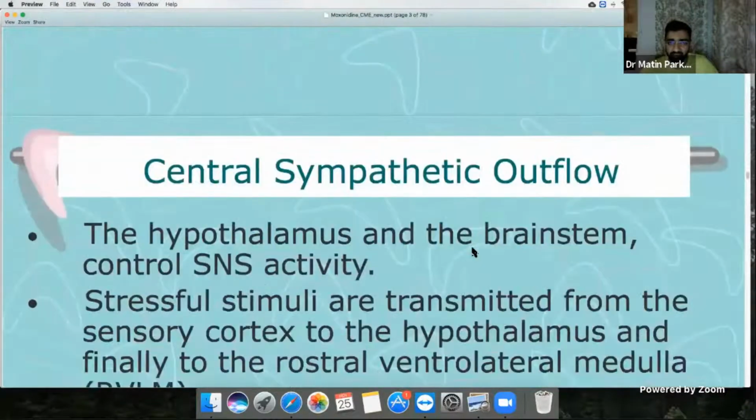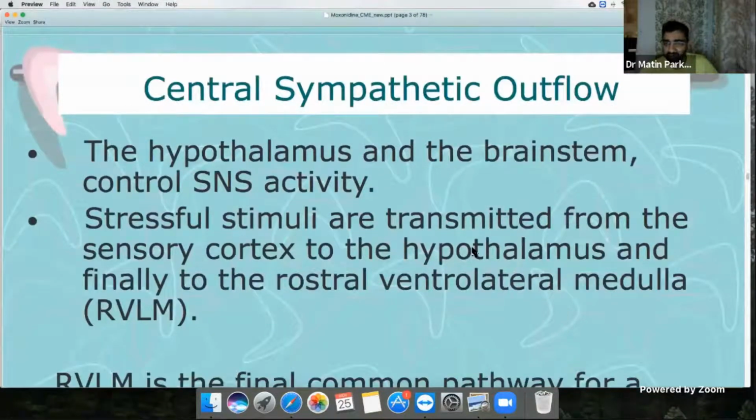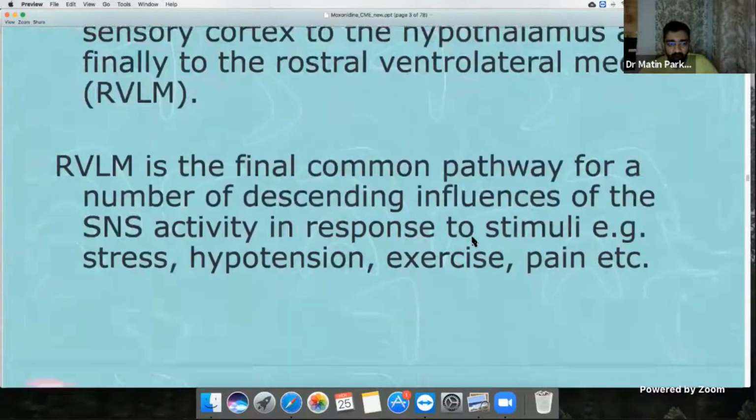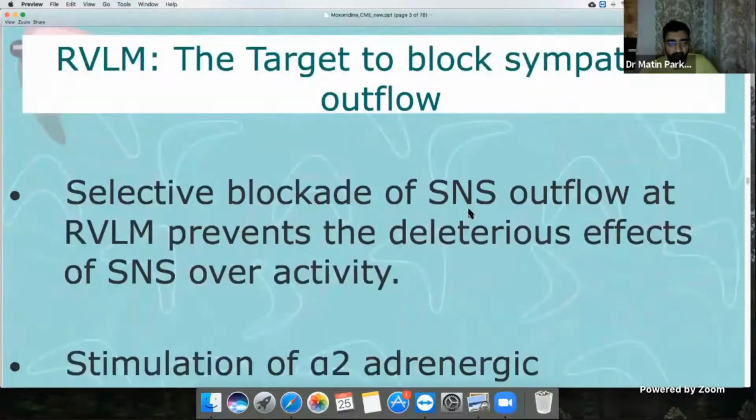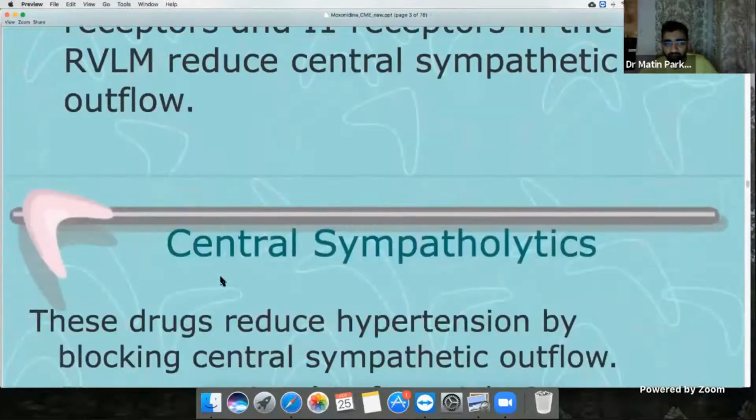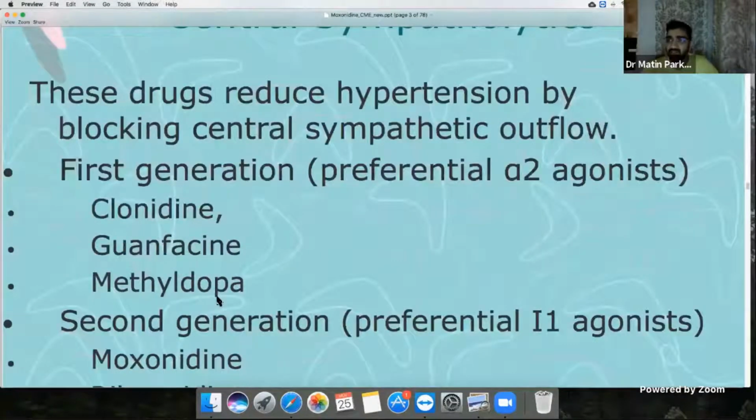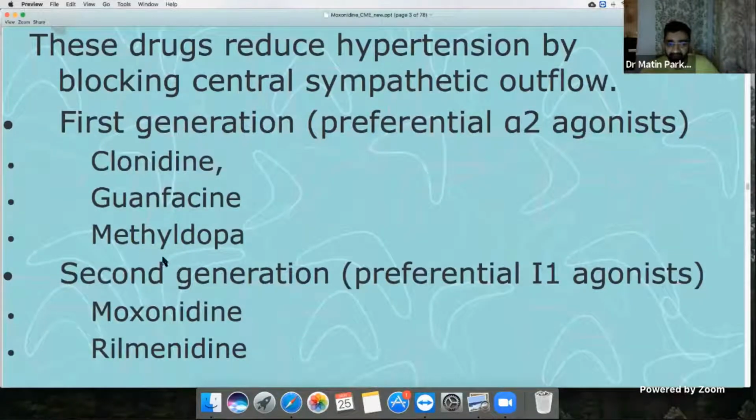So central sympathetic outflow is there. There are alpha blockers, there are beta blockers. We all know that we have been using commonly these drugs, clonidine and methyldopa, especially in pregnancy. We use these centrally acting drugs. Now what happens, these are preferably alpha 2 agonists. But the second generation which we are talking about, moxonidine, is second generation.